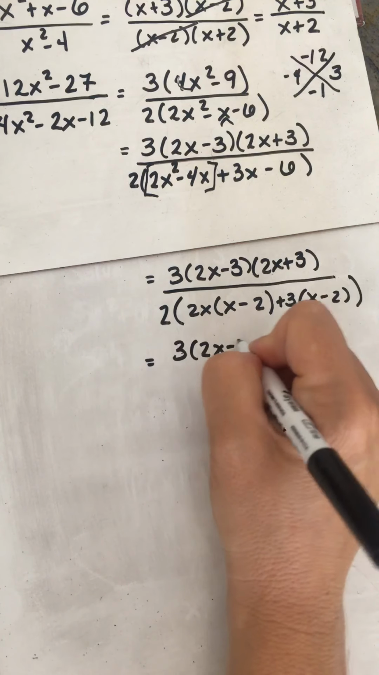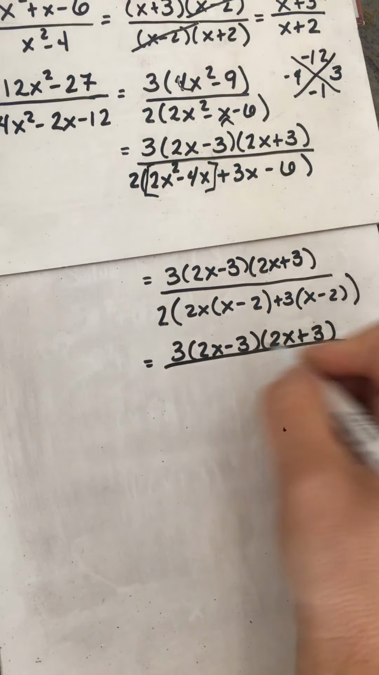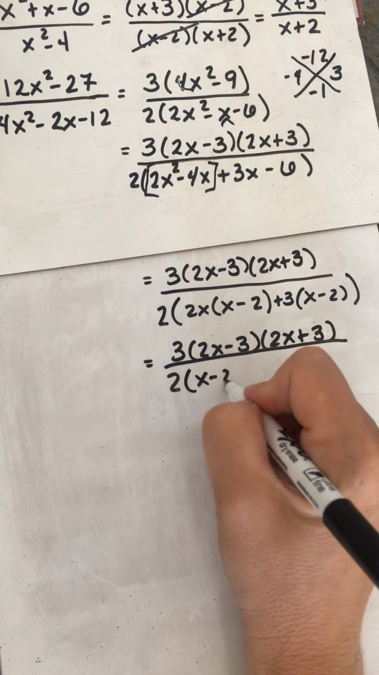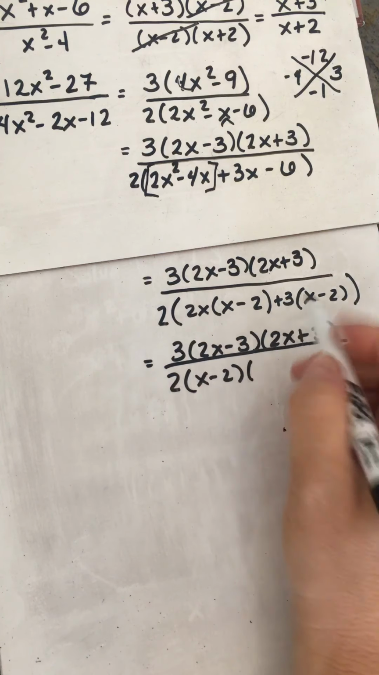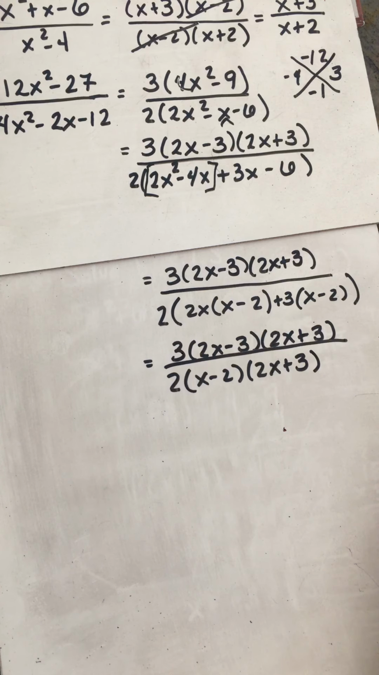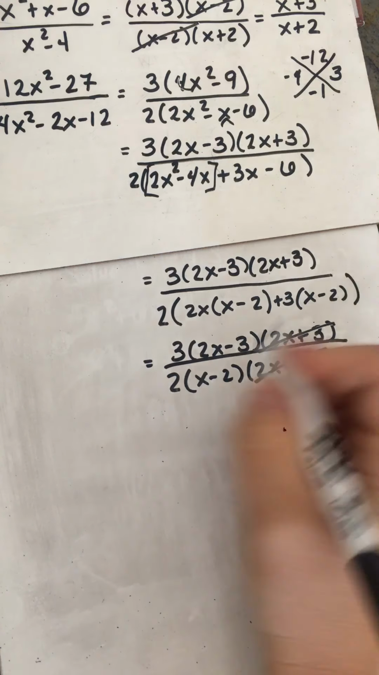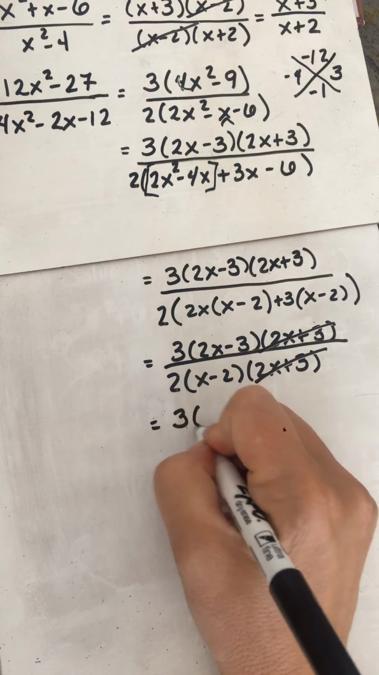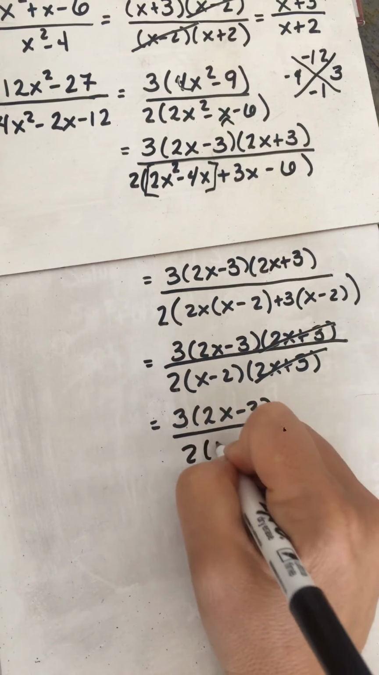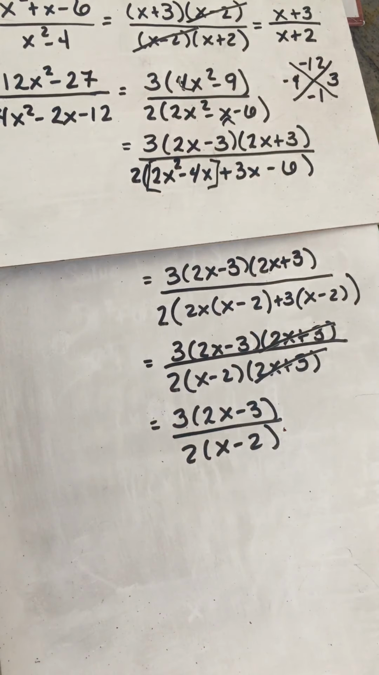Numerator is still the same. Nothing divides out yet. Hopefully it will. 2 times, all right, we've got x minus 2 times the quantity 2x plus 3. Okay, now let's reduce our fraction. 2x plus 3 divides away. So I have a 3 times 2x minus 3 divided by 2 times x minus 2. So that one was a bit more challenging. Okay, there you are.